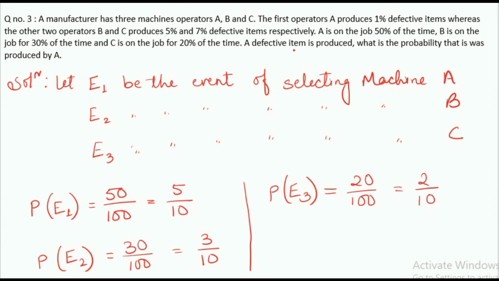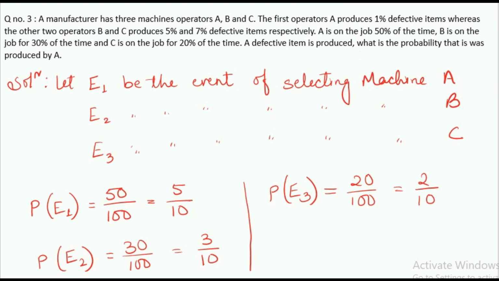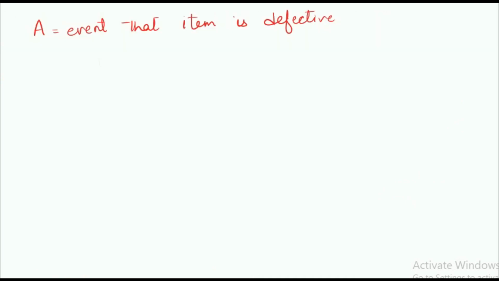Okay, now what is given? A defective item is produced. Okay, so let's define that. Let A be the event that the item is defective. Okay, so what do we need to find? What are they asking? A defective item is produced. What is the probability that it was produced from A? That means from E1. What is the probability that the item produced is defective, but it is from machine 1, that is E1?